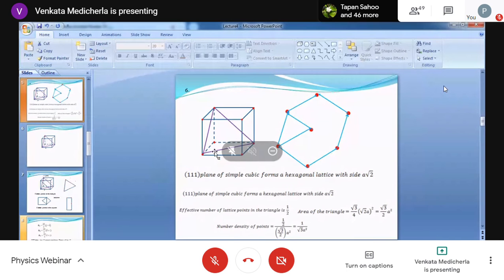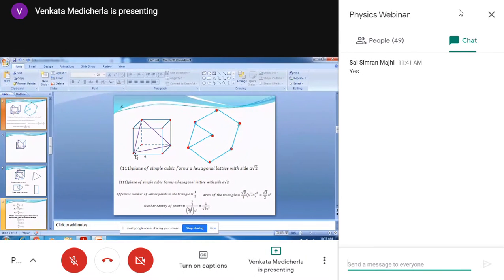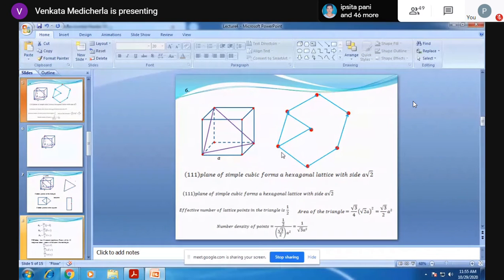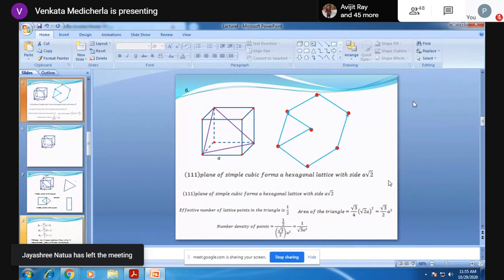What is the side of this hexagon? That is the face diagonal, square root of a square plus a square, right? A root 2. So each side of the hexagon will be a root 2. We will generate a big hexagon. So that means the 1, 1, 1 plane in a cubic crystal is a hexagonal lattice with side a root 2 actually. The a root 2 is coming from the face diagonal, and all the faces have the same length for the diagonal. So it will simply generate a hexagonal lattice.